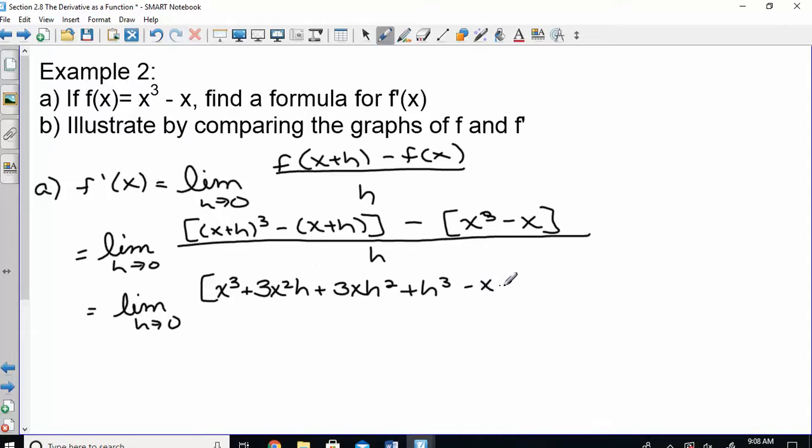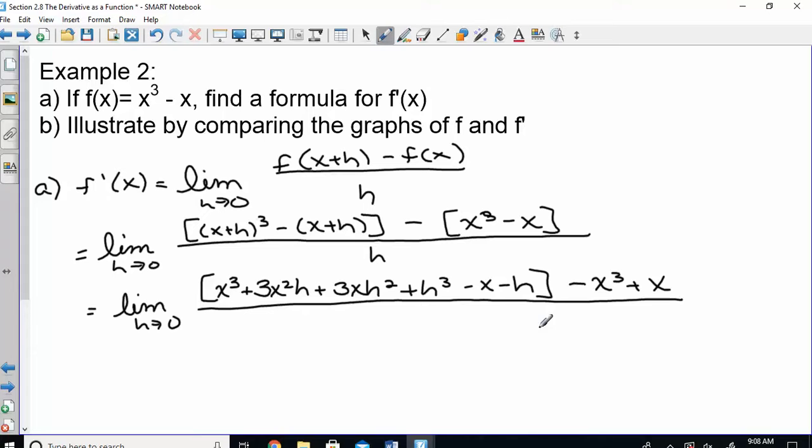Minus the x plus h, so if I distribute that negative, it's minus x minus h. Minus, so if I distribute this, that's minus x cubed plus x. So what happens here? X cubed cancels and x cancels.